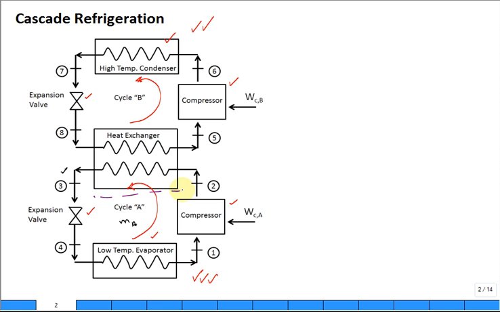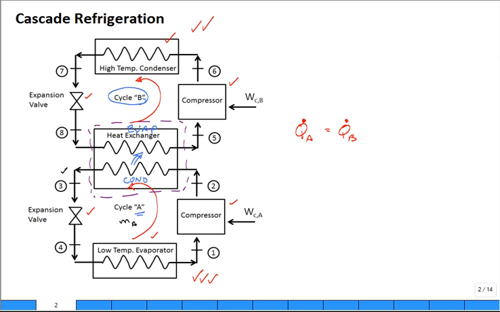So you do an energy balance around this heat exchanger. The direction of the heat transfer is from cycle A, the low temperature cycle. This acts as a condenser, doesn't it? And so it's going to be rejecting heat, transferring heat to the fluid in cycle B, where this heat exchanger acts as the evaporator. And so the Q dot from the fluid in cycle A is equal to the Q dot into the fluid in cycle B. That's the energy balance.